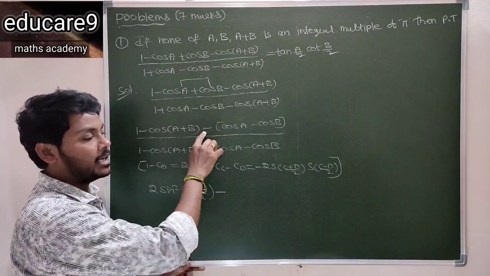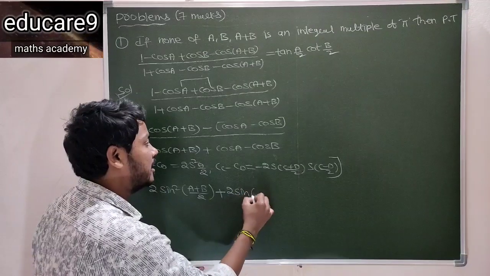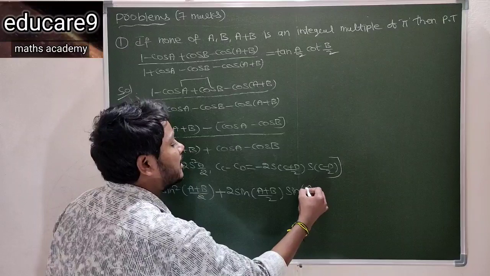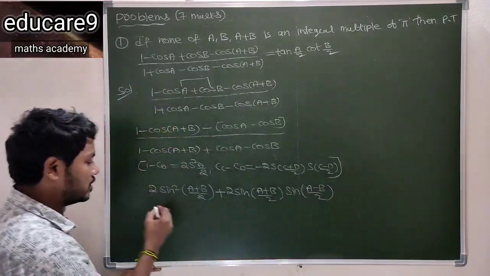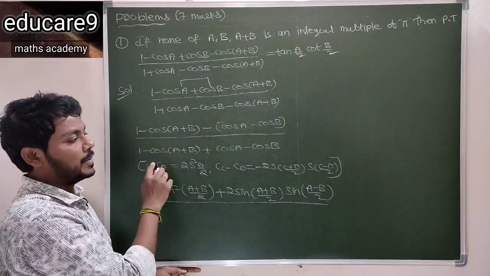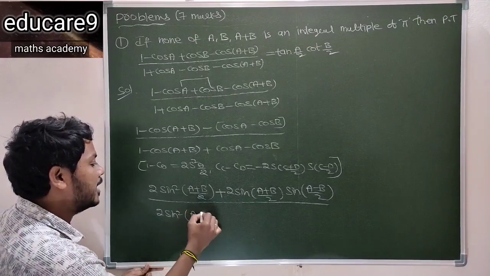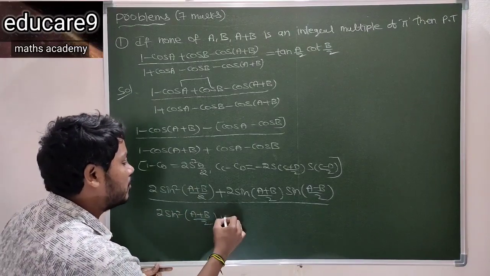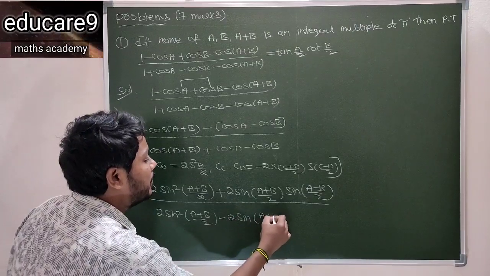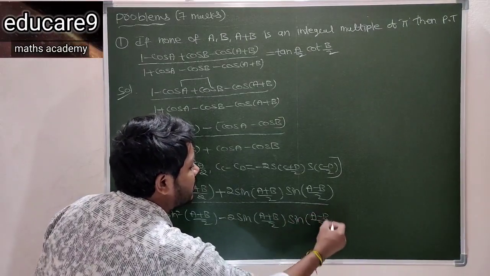minus, cos A minus cos B, minus 2 sin (A plus B)/2 sin (A minus B)/2. So already here we have minus, so minus into minus is plus. So plus 2 sin (A plus B)/2 sin (A minus B)/2. So divided by, clearly in between plus is there, so remaining, that is 2 sin square (A plus B)/2 minus 2 sin (A plus B)/2 sin (A minus B)/2.